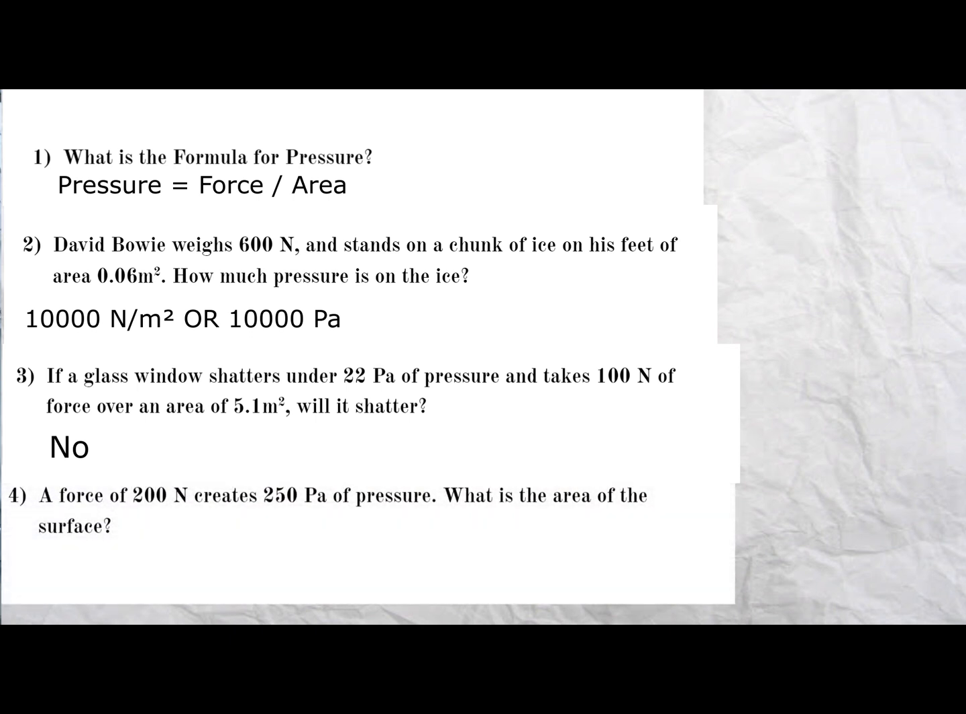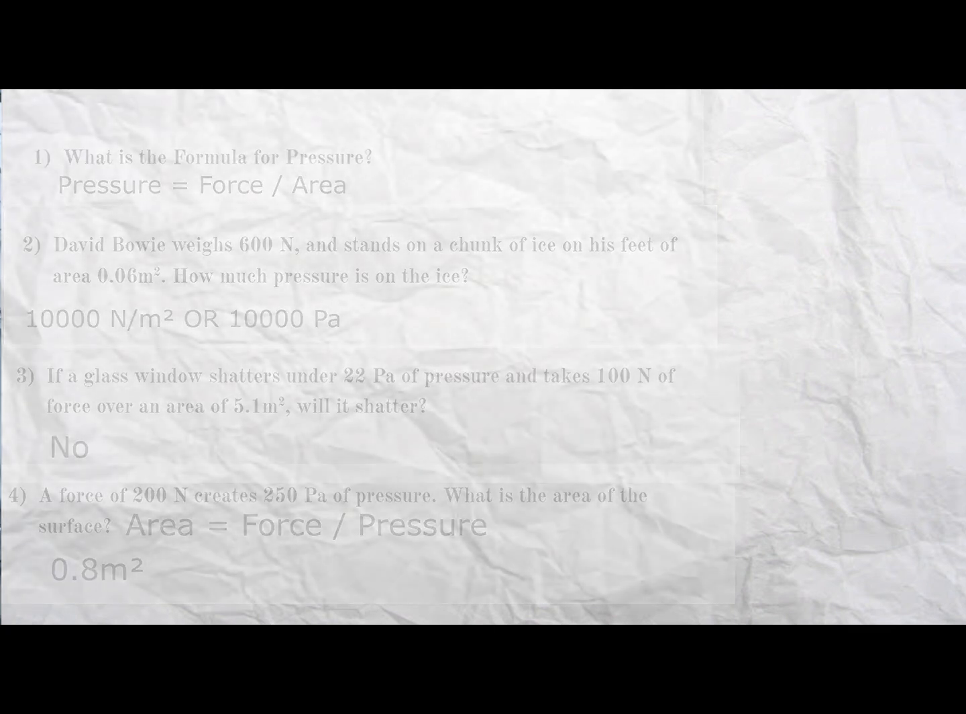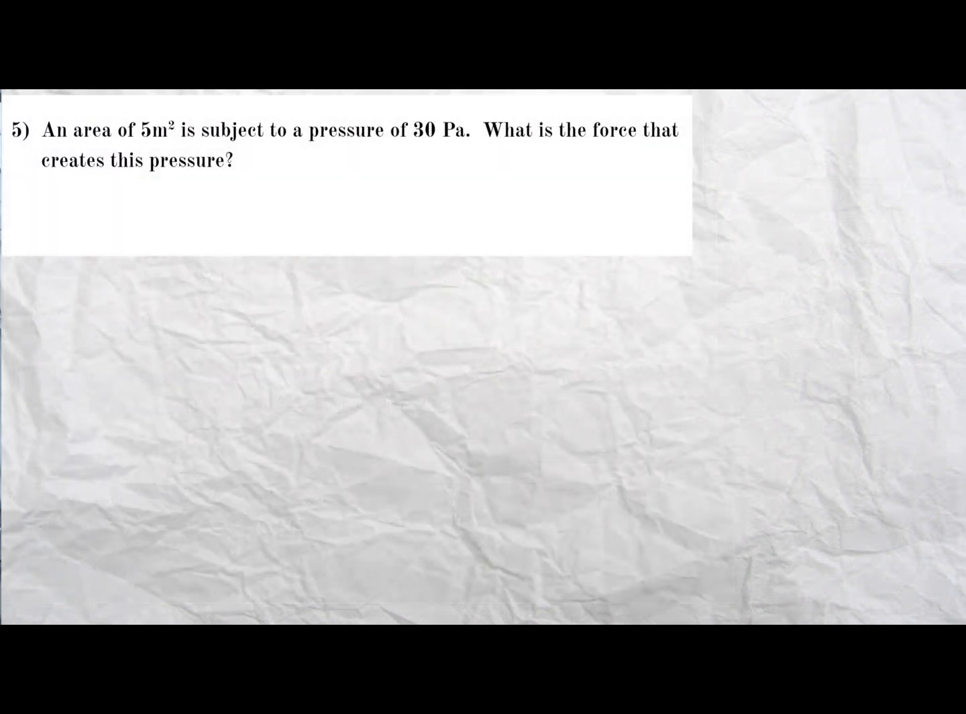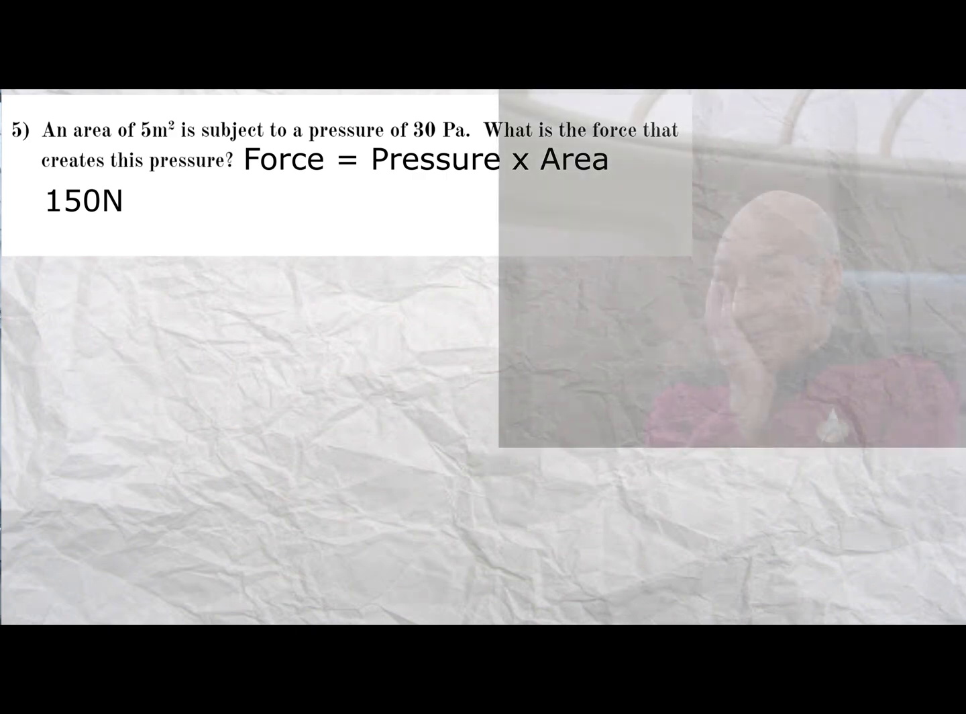Question 4 is also about pressure, but we want area this time. Pressure equals force divided by area, so area equals force divided by pressure, which is 200 divided by 250, which is 0.8 square metres. And question 5 is the same formula, but we want force this time. Pressure equals force divided by area, so force equals pressure times area, which is 30 times 5, which is 150 newtons. Sweet. Hope you didn't feel under too much pressure today.